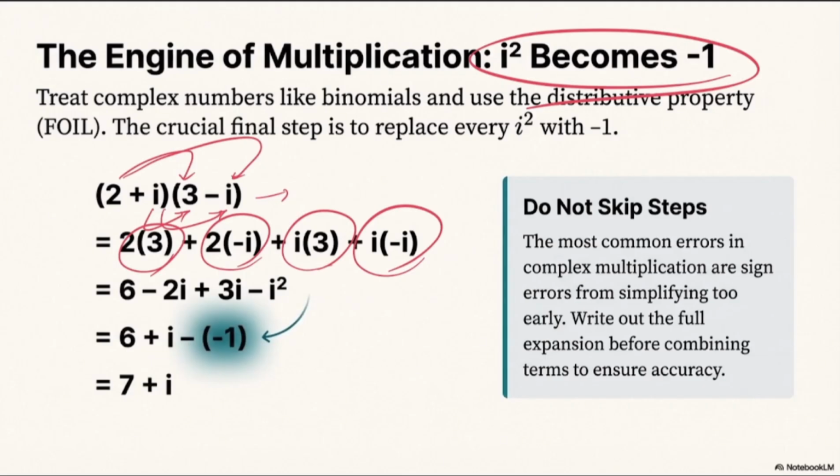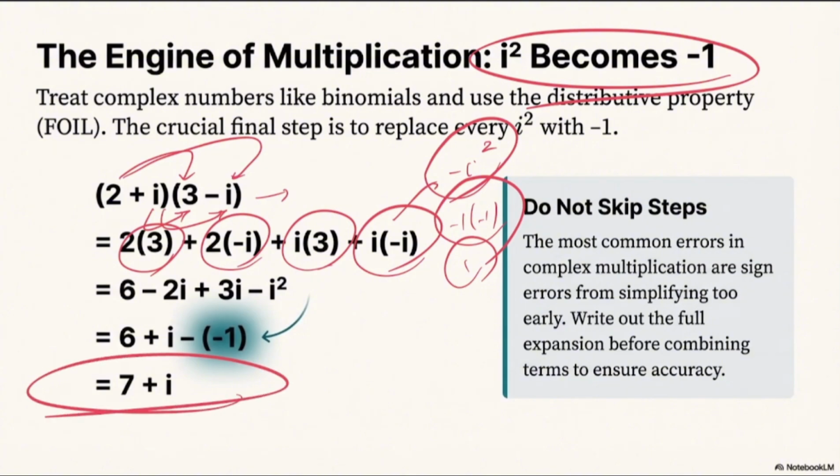Can I simplify this more? Obviously, yes, because I have negative i to the power 2. Negative i to the power 2 can be considered as negative 1 times negative 1, which is going to be 1. If you combine all of that, at the end of the day, you have 7 plus i.